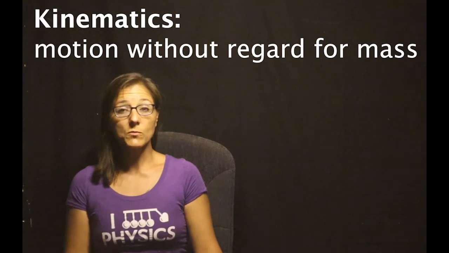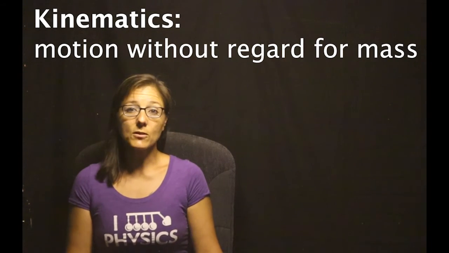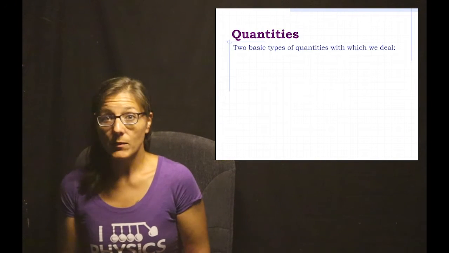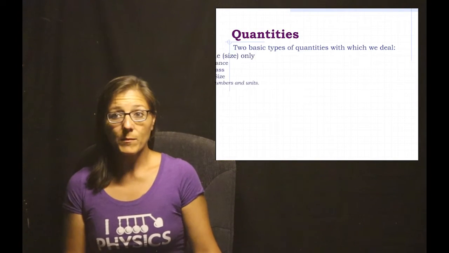Hello. Today we're going to talk about kinematics, or motion without regard to mass. In particular, we're going to talk about the motion of objects moving in one dimension. There are two basic types of quantities that we like to talk about in physics. One of them is a scalar.